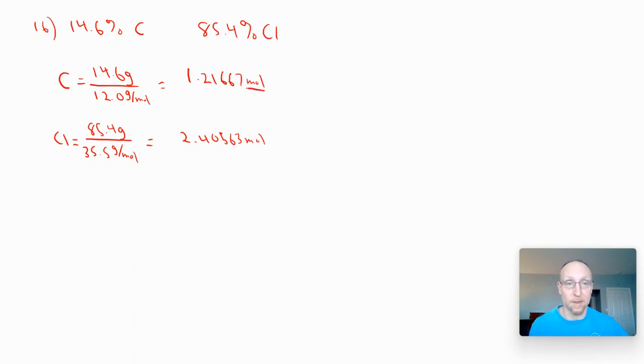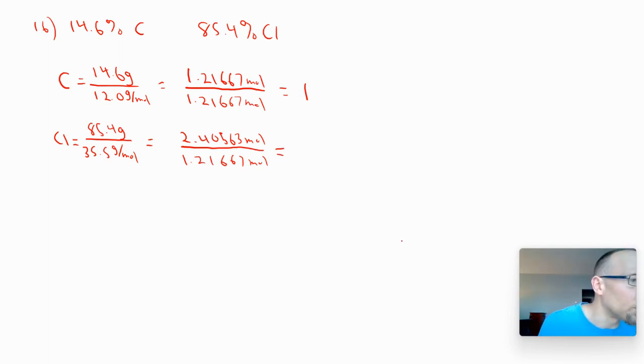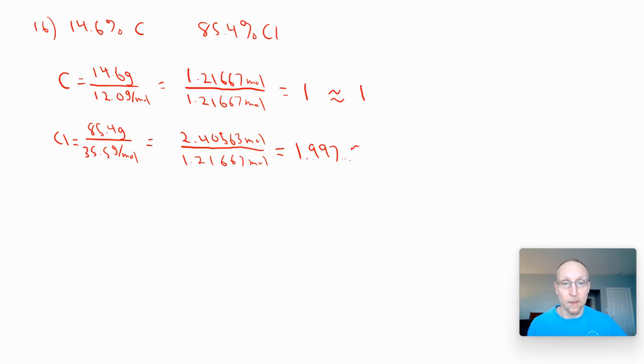Now this is our ratio, but it's not really a very simple ratio, so we want to simplify it. The best way to do that is to divide all of your molar amounts by the smallest one, which is 1.21667. Why do we do that? Because one of them comes out to be 1, nice and easy, and the other should come out to a number pretty close to a whole number. So we get 1.997. Now we round. That's 1, and this rounds off to 2.